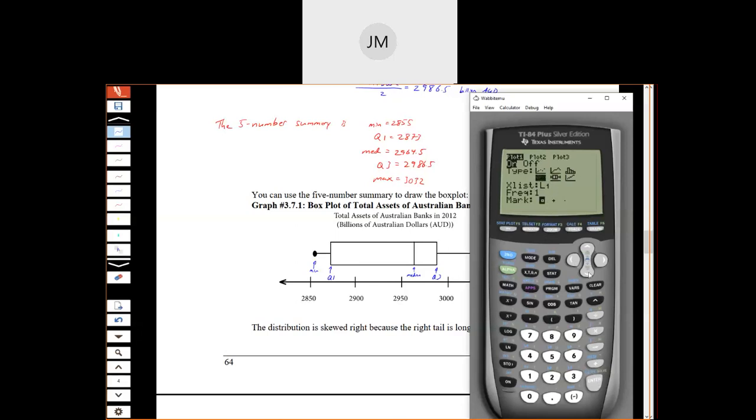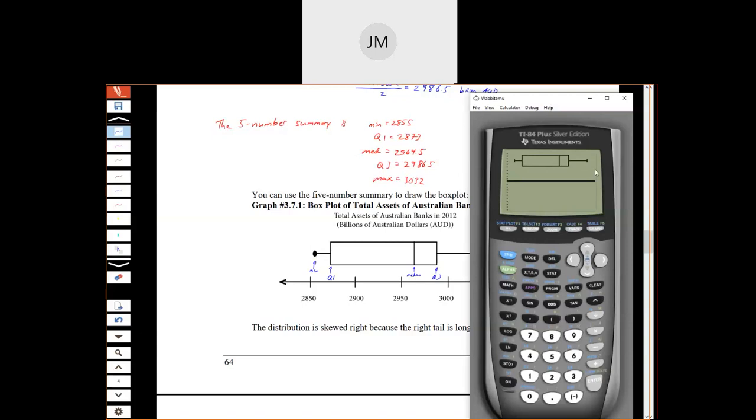So I select that. My X list is L1. I say great. I hit graph. Nothing shows up on the screen. That's normal. What I need to do is readjust my zoom window, right? So I hit zoom, and I either go down to number 9 or just press number 9 for zoom stat, and it will realign my zoom window.